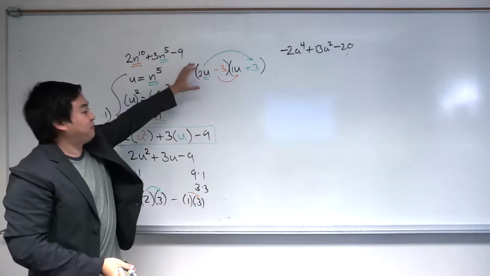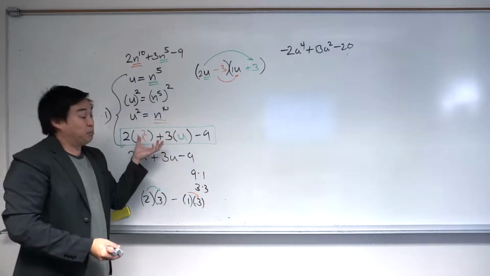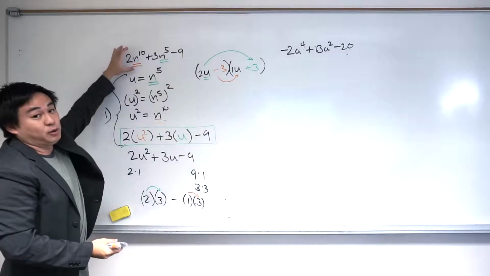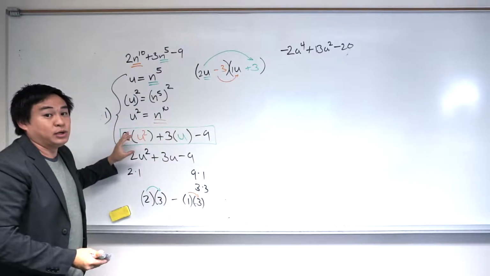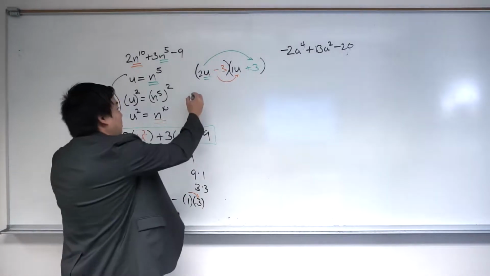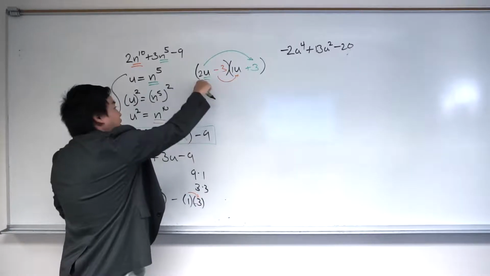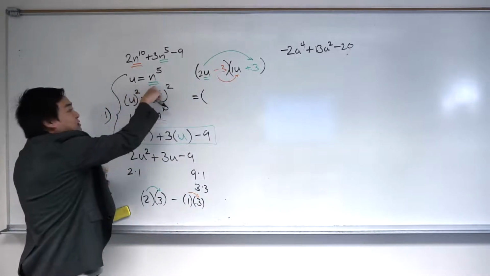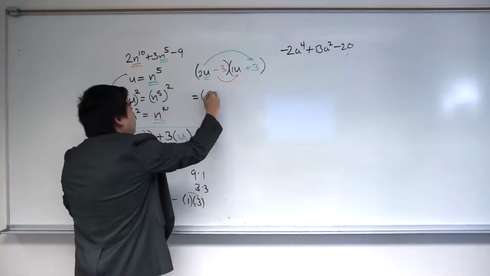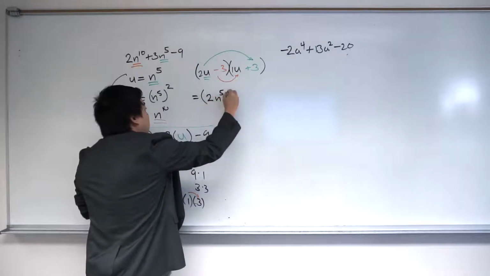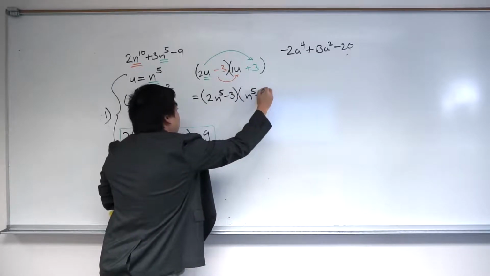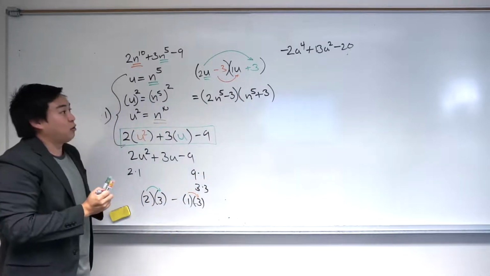So this right here is the factored form of this box, right? But our original problem has variable n, not variable u. So you need to convert it back. But remember, u is n to the 5. So everywhere you see a u, replace it with n to the 5. And that's your factored form.